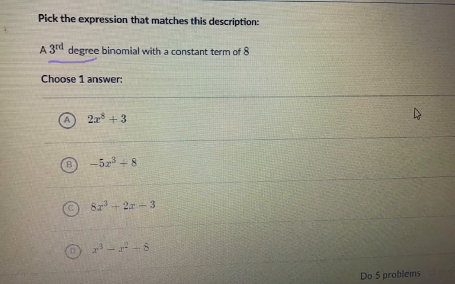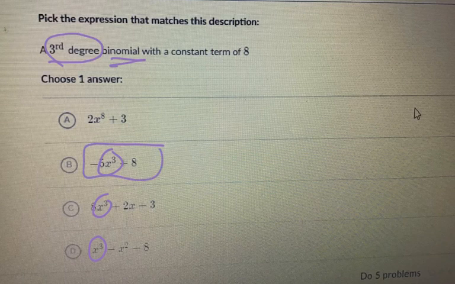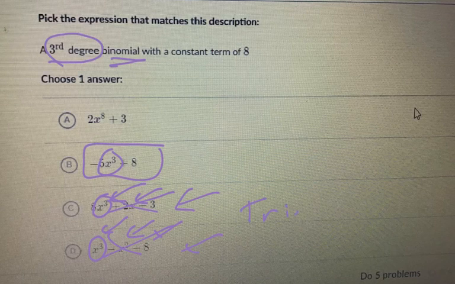We want a third degree. That means the power has to be a 3 power. That's what the degree means, the highest power. It has to be a binomial. This one has 2. This one has 3. That's no good. This one has 3 terms. These are both trinomials, right? Trinomials. Okay. So this has got to be the only answer.